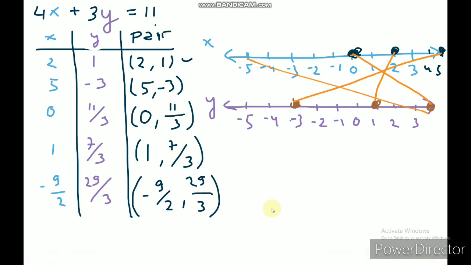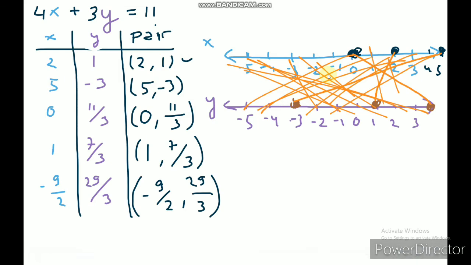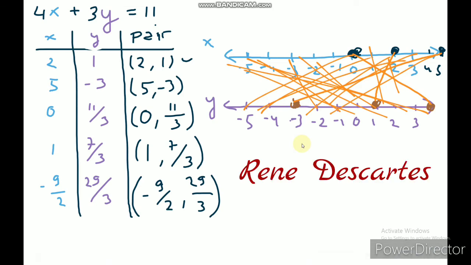You can imagine we'll have a spider web here, and it's very hard to see all of the pairs when you want to present it as completely as possible. So yes, number lines are not the solution. So we have to appreciate this man, a French mathematician called René Descartes. I think I pronounce it well.